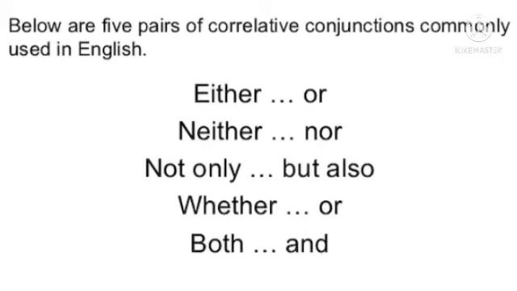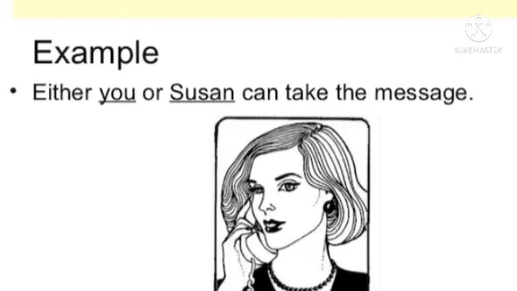So let's look at an example. Either you or Susan can take the message. In this sentence there are two nouns, or two names, you and Susan, and they are connected with the words either or. So either you or Susan can take the message.